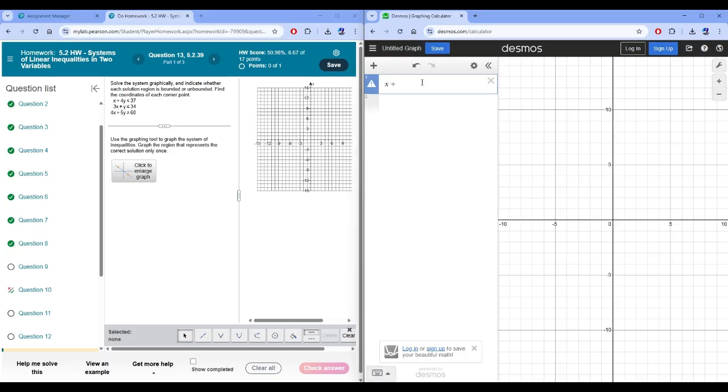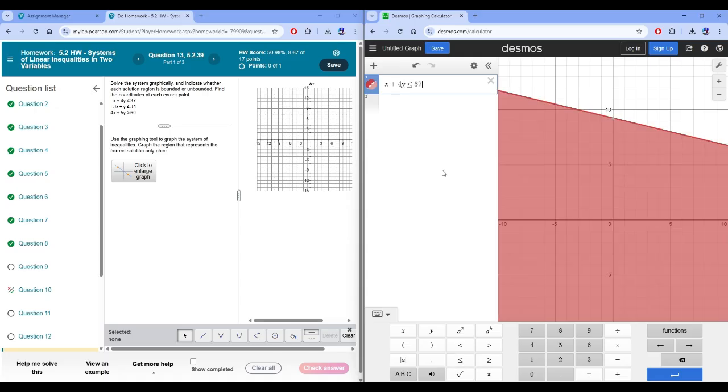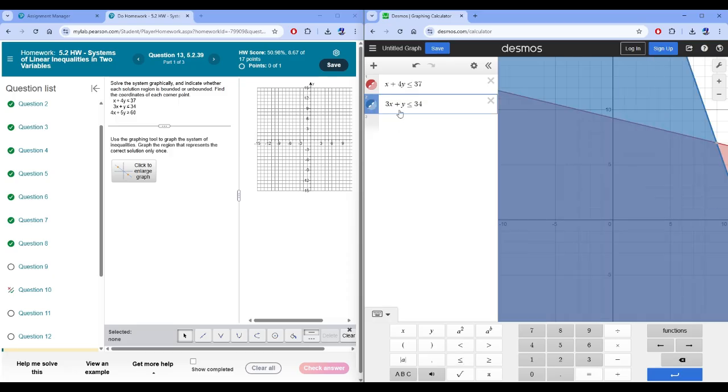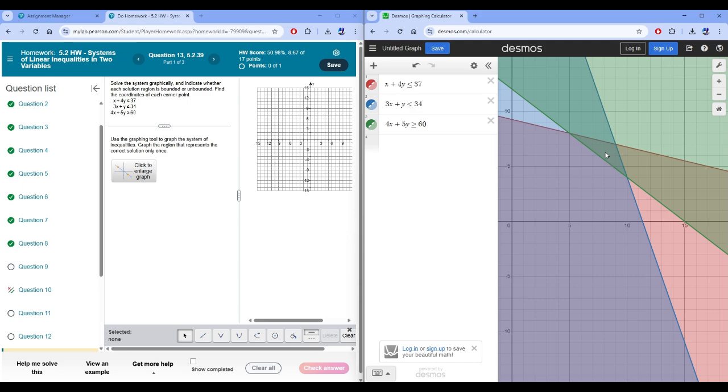X plus 4y, how do I do less than or equal to? I need my calculator. I gotta go here, is less than or equal to 37, and then right here I could do 3x plus y is less than or equal to 34. And this one is 4x plus 5y is greater than or equal to 60. And then what I'm looking for is literally that region right there, right? And then you could see 5, 8, 9, 7, 10, 4. You just gotta put it into the graph.